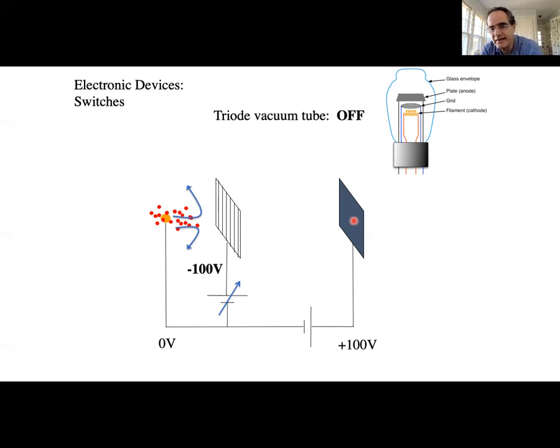Notice this is a rather nice switch. It has no moving parts, nothing to wear out, except maybe the filament. All right, well, that's a voltage-controlled switch. And when we start to talk about transistors, it might help you to have this device in your mind. Let's go on now and talk about the first type of transistor, the field effect transistor.